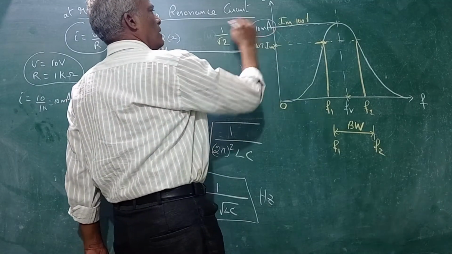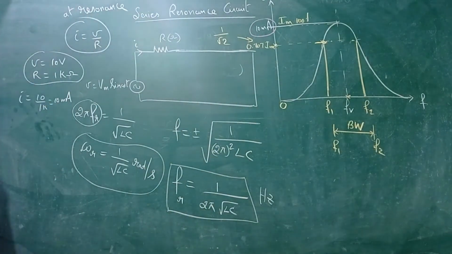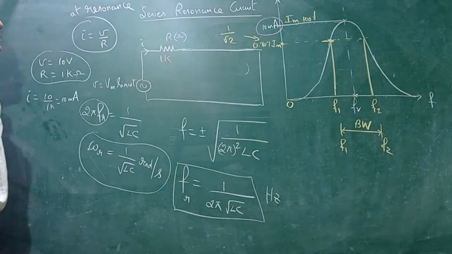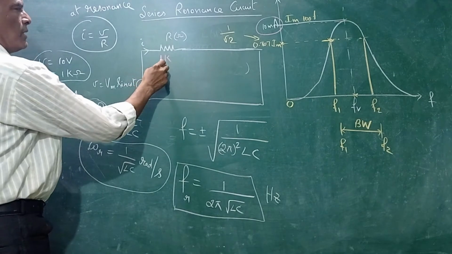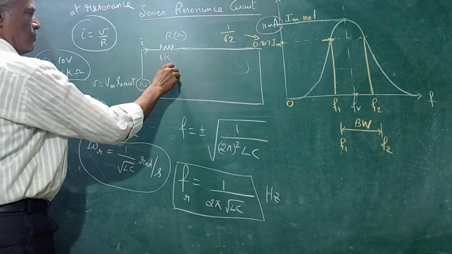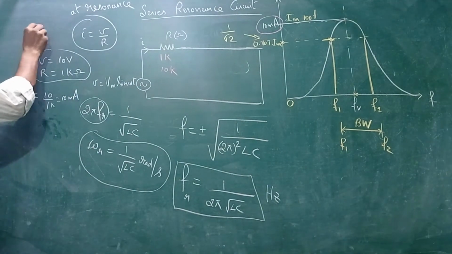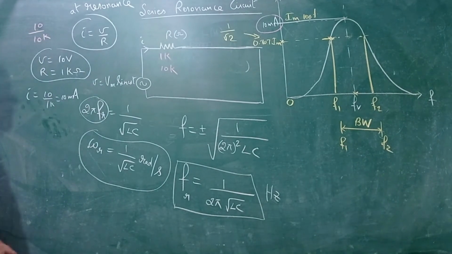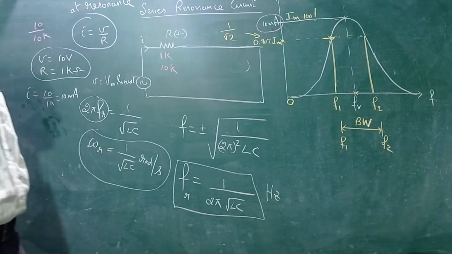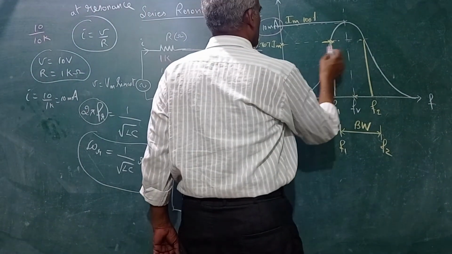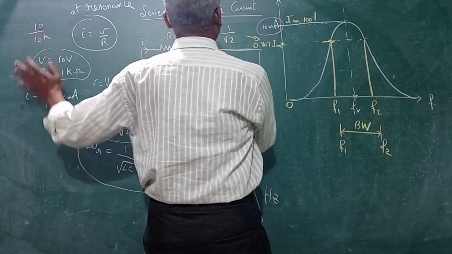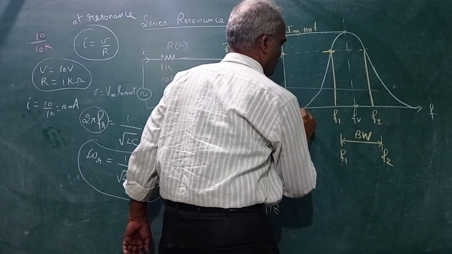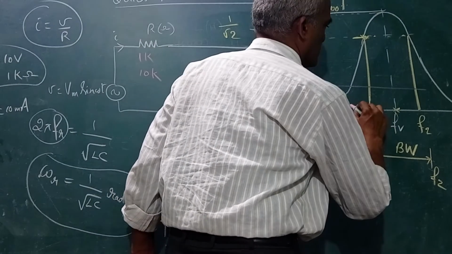So this 10 milliamps is when the resistance is 1K. Suppose in this place it is replaced by 10K, that means 10 by 10K, the current will be 1 milliamp. Okay, that means current reduces. So this is 10 milliamps, and 1 milliamp may be at this point. So the graph will go like this.